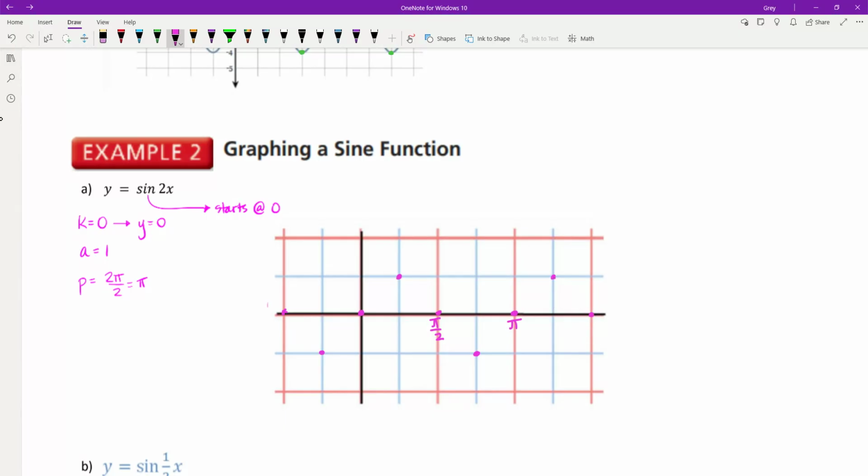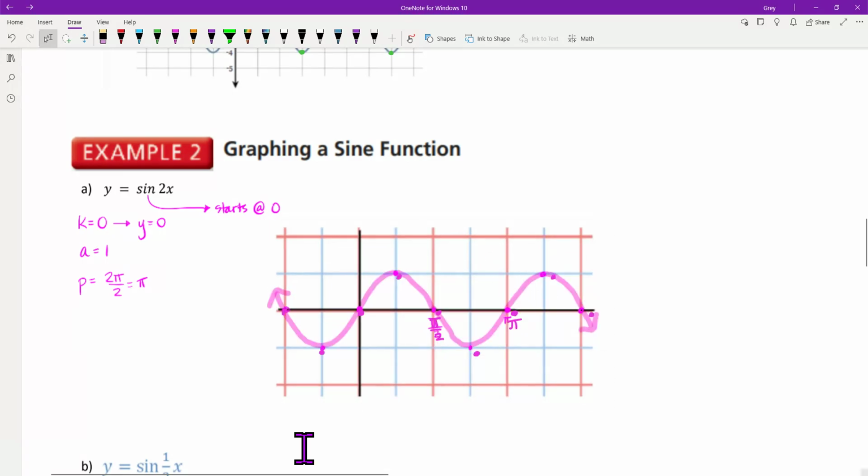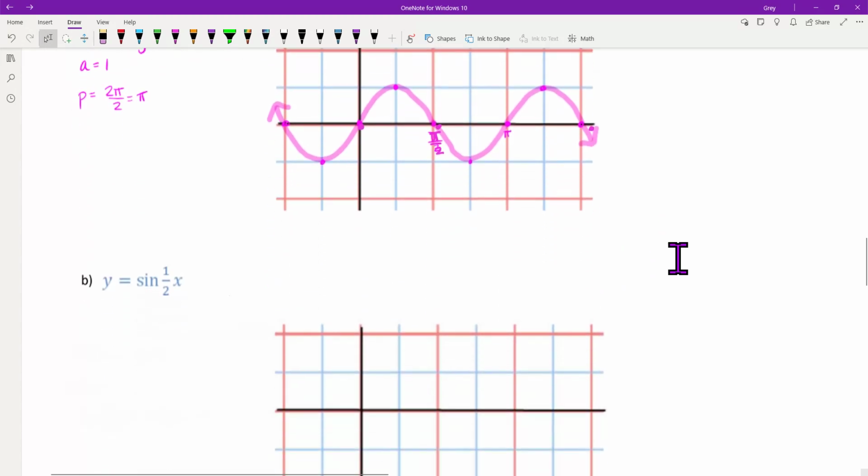And if you connect all those dots, I think mine's a little bit bigger, but let's just see what happens. Looks like that. So, my dots are a little out of sync, but you got the idea there. Yep, that works. So that's what your function will look like. All right, let's look at one other sine function.